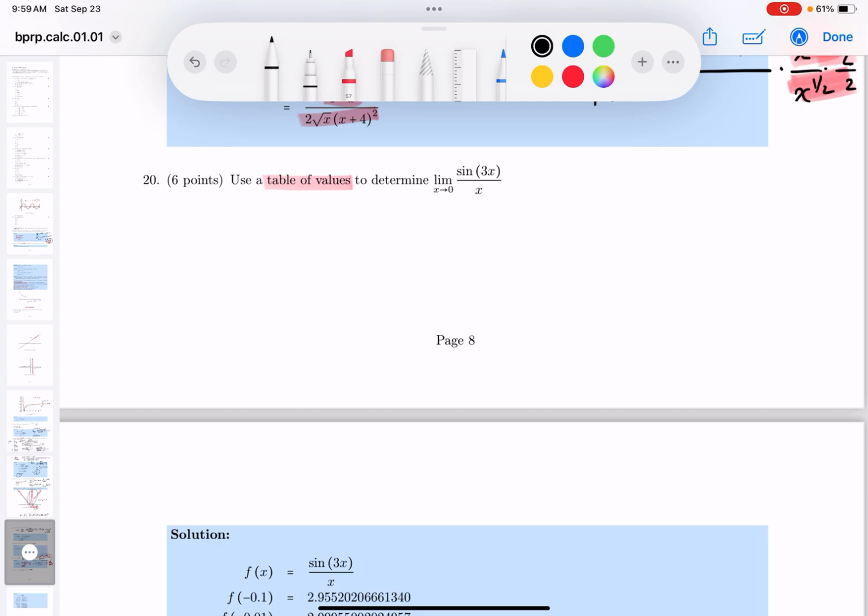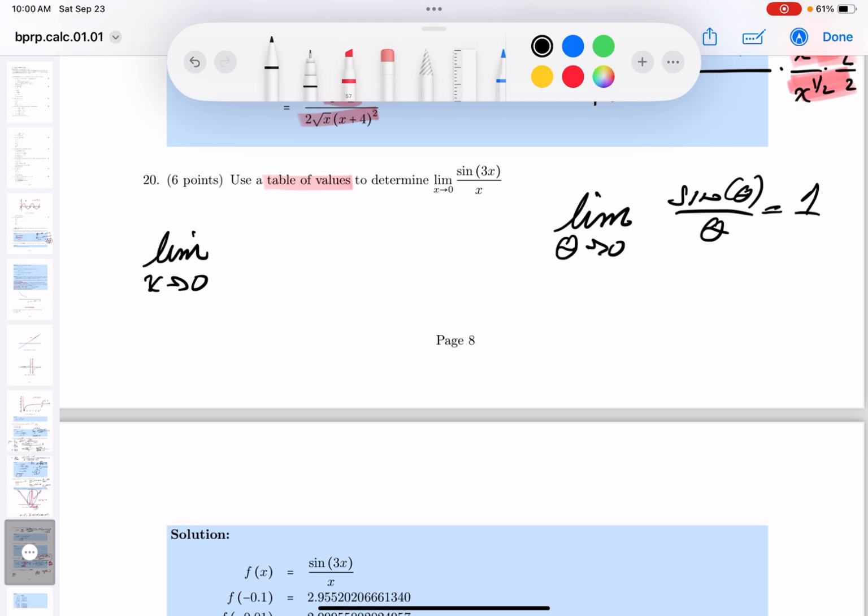make a better limit symbol. So limit as, I think we used in class, theta goes to 0, sine theta over theta, and that equals 1. So if I were looking at this one over here, this is the limit. It's almost the same problem, by the way, but there is a difference. This goes, x goes to 0, and sine 3x over x.